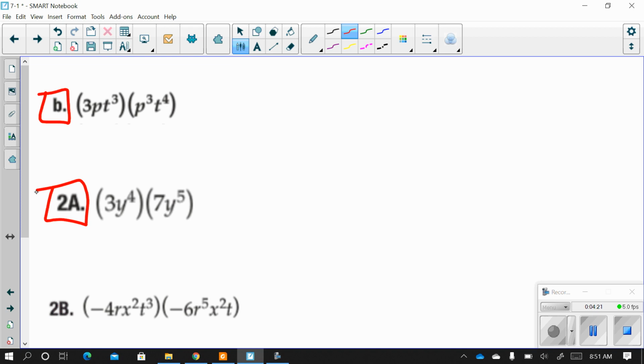Okay, letter B, we should be getting 3 because there's no coefficient over here. Look at our p's. Because remember, this has an exponent of 1. We don't always have to write it, but it's there. So p to the 4th. And then we add the t's, 3 and 4 gives me 7.